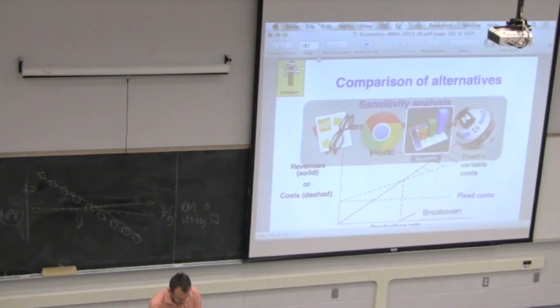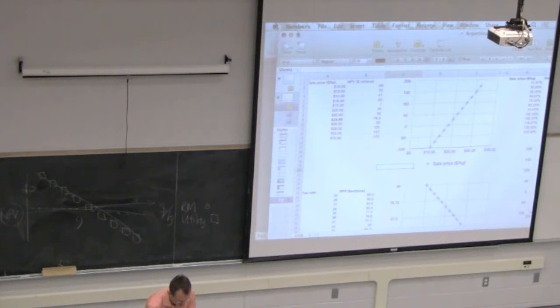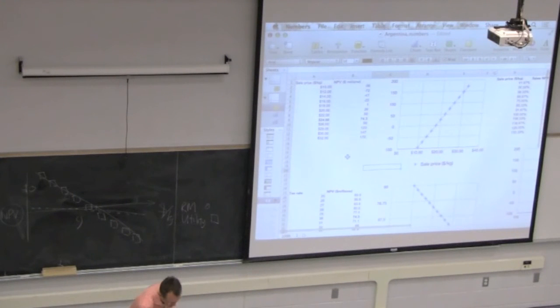So if you go to, I borrowed the spreadsheet for one of the groups' costing for Argentina. So let's take a look at this. What I've done here is I've plotted the NPV as a function of the sales price. So at $24 a kilogram, you're making an NPV over 10 years of $74 million.